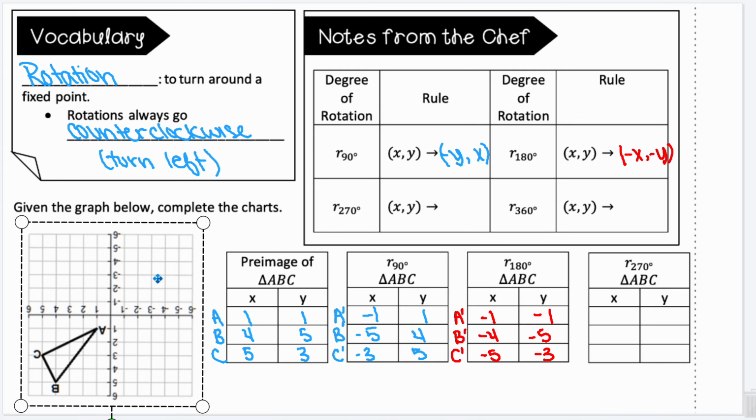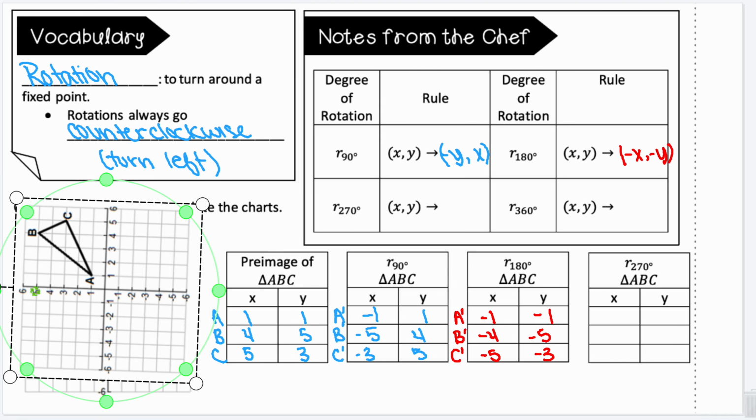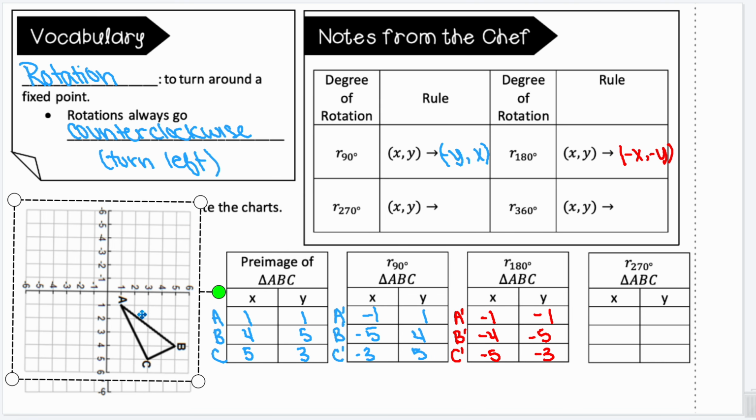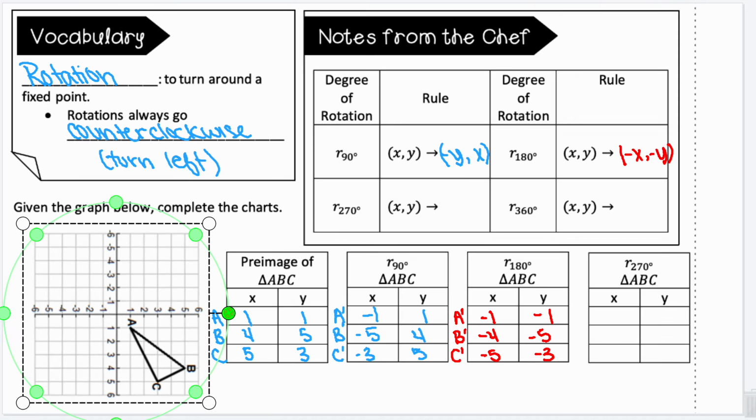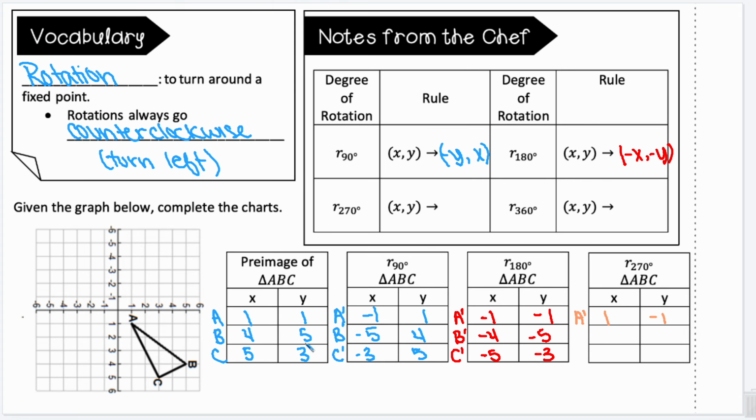90, 180, 270. Remember, they always go to the left. So A is now going to be at 1, -1. B is now going to be at 5, -4. And C prime is going to be at 3, -5.